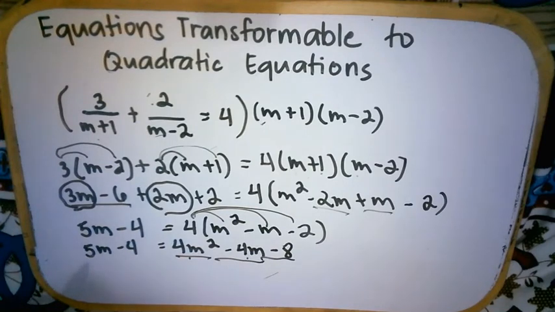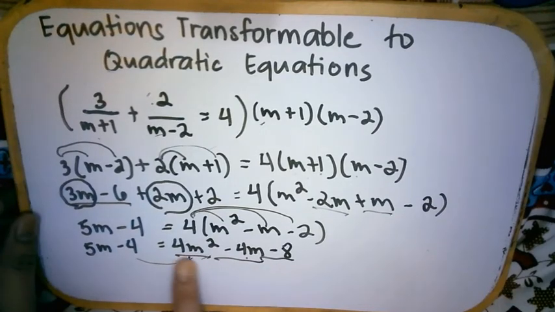The thing is, kapag naglipat tayo ng term, yung sign ay mababago. So for example, yung 4m squared nilipat natin sa kabila. So since positive to, yung 4m squared, kapag nilipat natin yan sa kabila, it will become negative. Same thing goes with the 4m or negative 4m. So since negative 4m to, kapag nilipat natin to sa kabila, it will become positive 4m. And negative 8, kapag nilipat sa kabila, it will become positive 8. So let's try to do this.